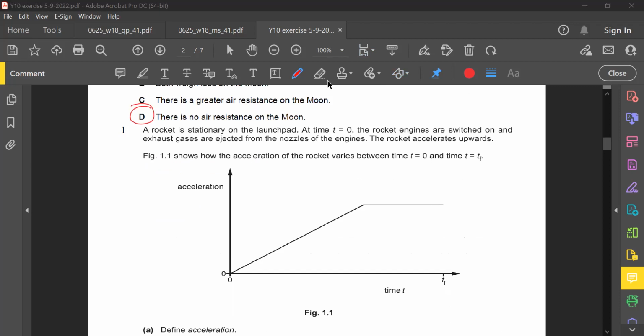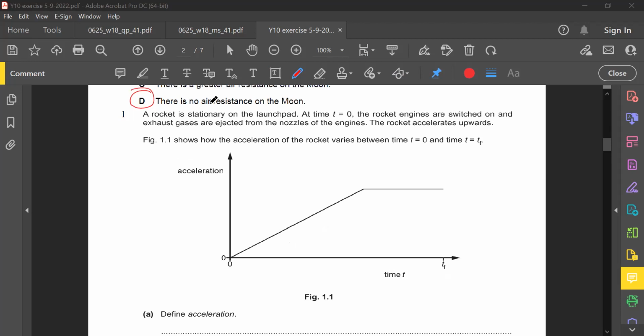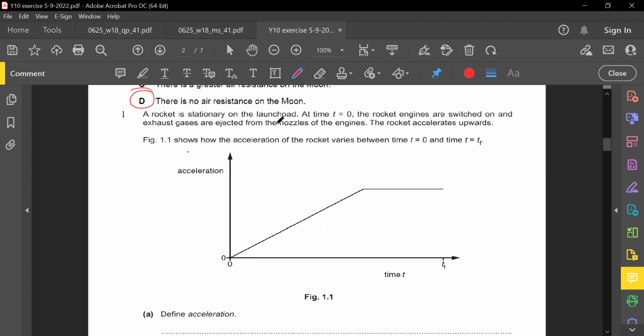Okay, let's go through the questions. Boys and girls. Okay, if you look at the first question here, a rocket is stationary on the launch pad. At time equals 0, the rocket engines are switched on and exhaust gases are ejected from the nozzle of the engine. The rocket accelerates upwards. Figure 1.1 shows how the acceleration of the rocket varies between time equals 0 and time equals t.